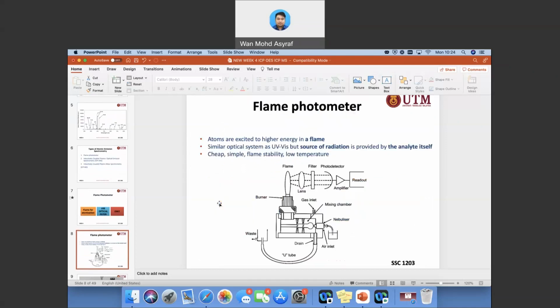In the flame photometer, all of the atoms are excited to a higher energy in the flame. So all of the atoms would be aspirated into the flame. The flame itself will atomize and excite your analytes. This excitation would make your atoms become excited level. At the excited level, it is not stable. It will go back down to the ground level.